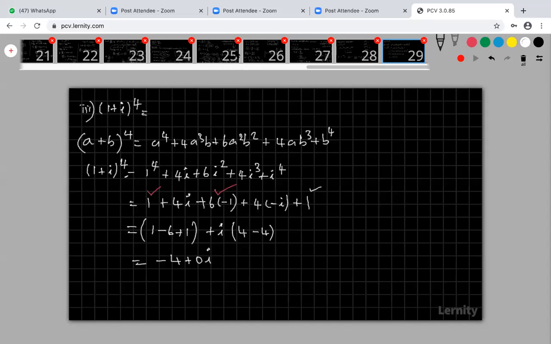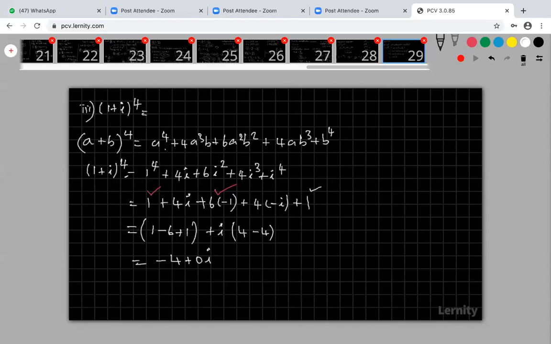But don't do all these things in your exams. A plus B the whole square into A plus B the whole square, because A plus B the whole square having 3 terms, another 3 terms. You have to multiply, you will get 9 terms. After multiplying, after getting 9 terms, you have to simplify, you will get 5 terms. That will take much more time. Better you understand the formula.